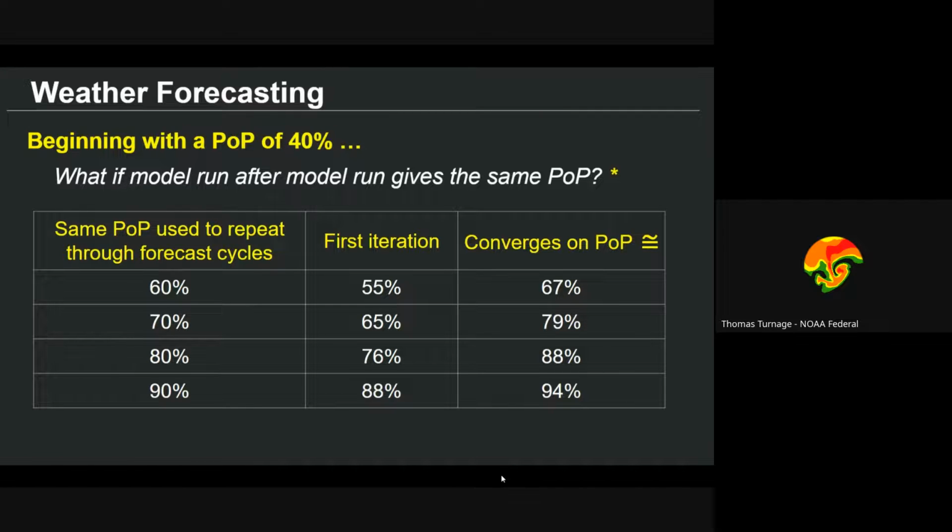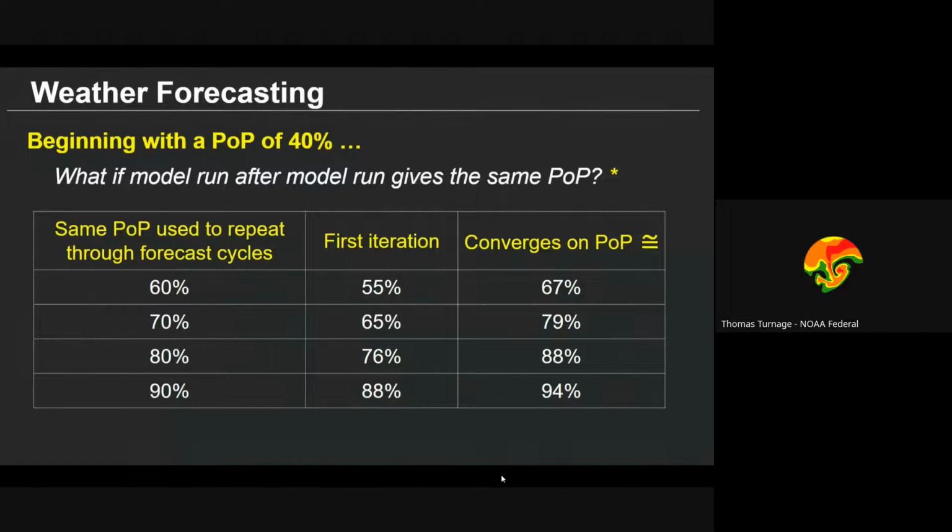Looking towards the upper left, 60%, that's saying that we're running through repeated forecast cycles. Every single time the new model is saying 60%, 60%, 60%, okay? The column that says first iteration, the very first time that you run the model, you're going from that 40%, remember that's what we began with, to 55%. If you keep running the model again and again, you'll eventually converge on a POP of 67%. That's the third column. So if we look at other forecasts of 70, 80, and 90%, you'll see what happens with that.